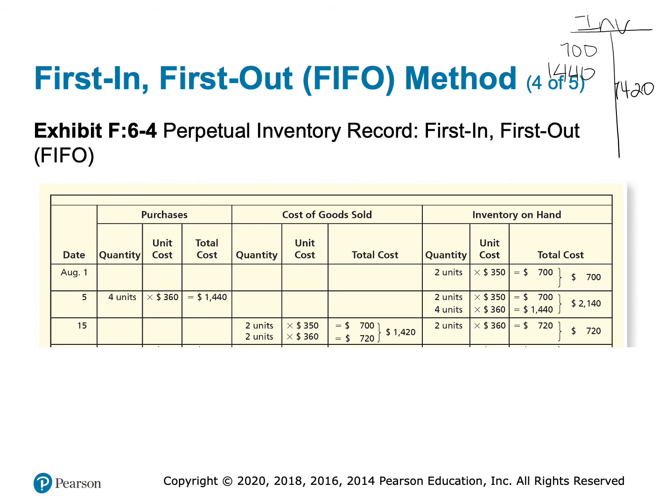So now when I look at my inventory on hand, I'm assuming that the 2 units I have left on hand are 2 of the new ones at $360. So my balance in inventory is $720.